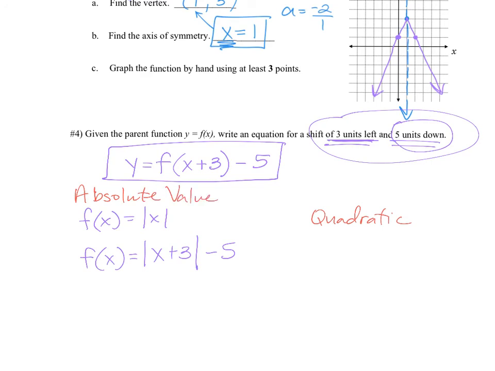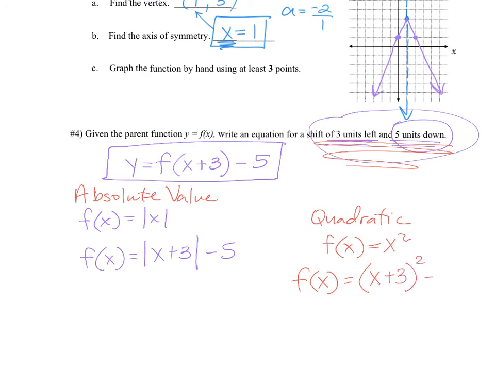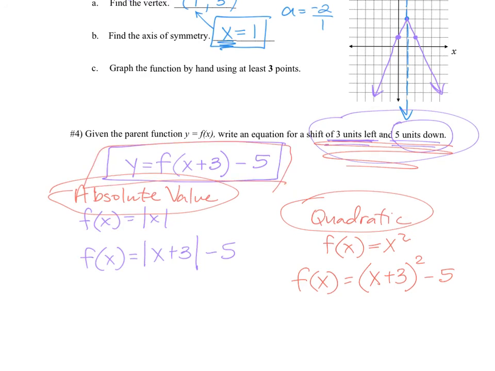Okay, if it was a quadratic, it's going to have the squared. So let's say from our parent function, f of x equals x squared, right? Your shift, if we did this same shift, it would be f of x equals, in the parentheses would be x plus 3 squared. Outside of the parentheses would be -5. Okay, so you can kind of see the difference between the quadratic and the absolute value. And even the linear, this would be just a line for that one.